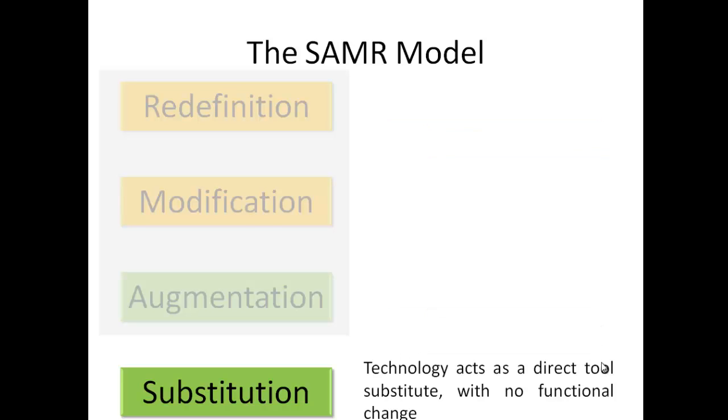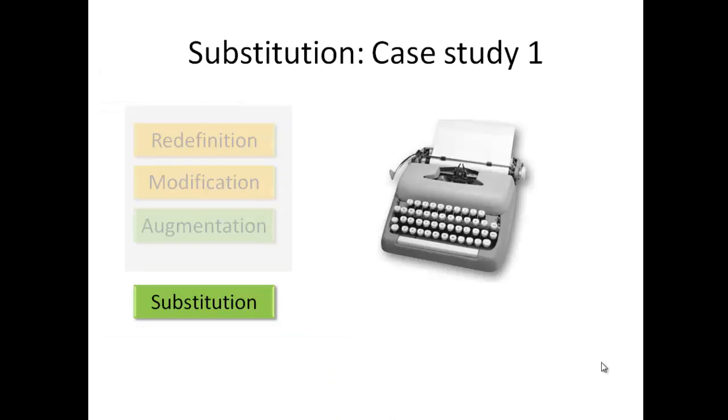Okay, so what's meant by this substitution stage? As I said earlier, it's where technology acts as a direct substitute, but with no functional change. So I want to give you some examples. Earlier I mentioned Ruben Puentedura, the brains behind this model. He uses a typewriter as a potential example for this level. He states that at substitution level you would literally replace the typewriter with the word processor and use no other features such as spell check or cut and paste or anything along those lines.